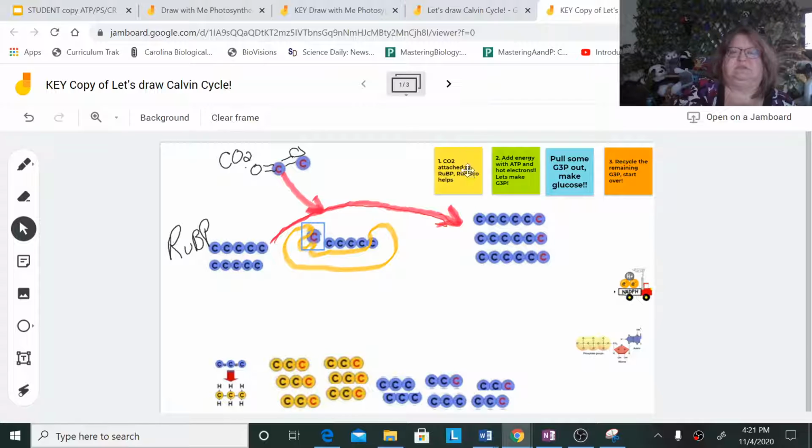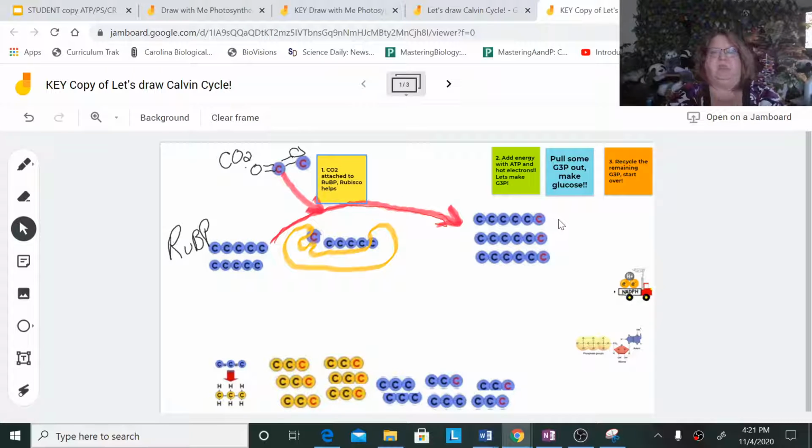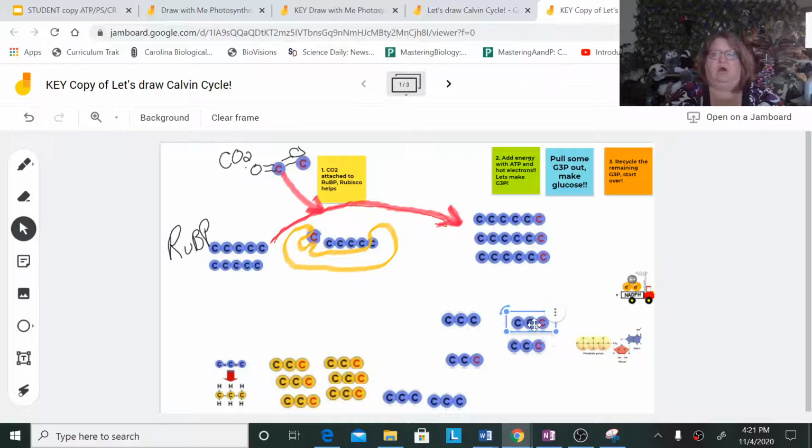So let's go ahead and move the sticky note over. Carbon dioxide attached to RUBP. Rubisco helps. So then we get these 6 carbon molecules. Now we're going to do a little bit of an accounting here because I want you to see what's happening. These 6 carbon molecules break down pretty quickly into 3 carbon molecules. I know, some more tough math.